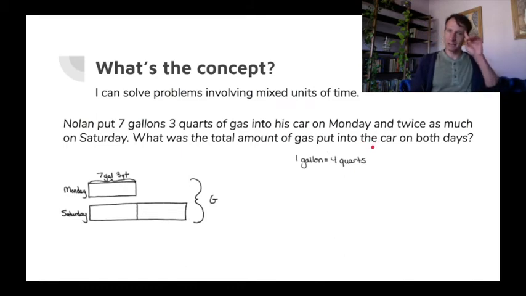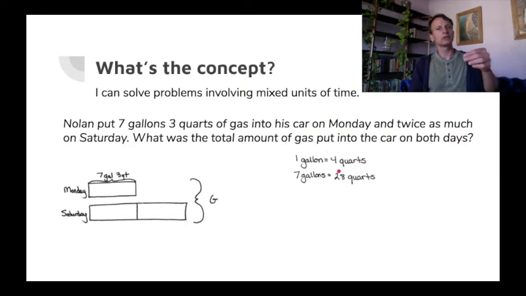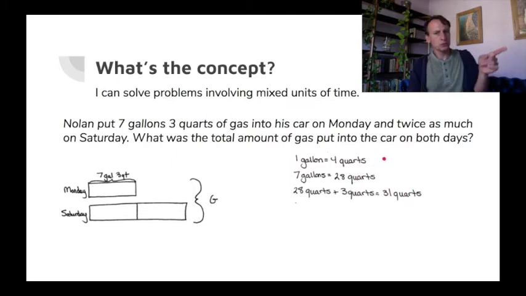So, keeping in mind that a gallon has 4 quarts in it, 7 gallons then would be 28 quarts. 7 times 4 is 28. And then 28 quarts and 3 quarts, I'm looking at Monday here, right? So that's 28 quarts and that's 3 quarts, total of 31 quarts. And now it's easy to triple that, times 3, okay?